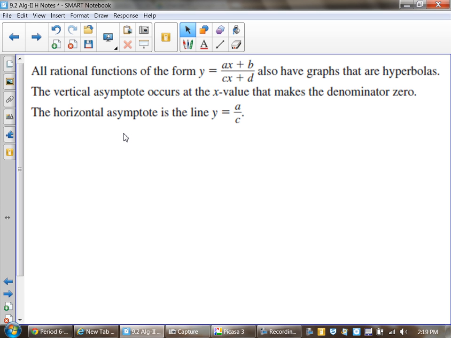Now, there's another style of graph that we're going to look at today as well. One that has the h and k, and then this one that doesn't have h and k in it. This one looks more like (ax + b) over (cx + d).